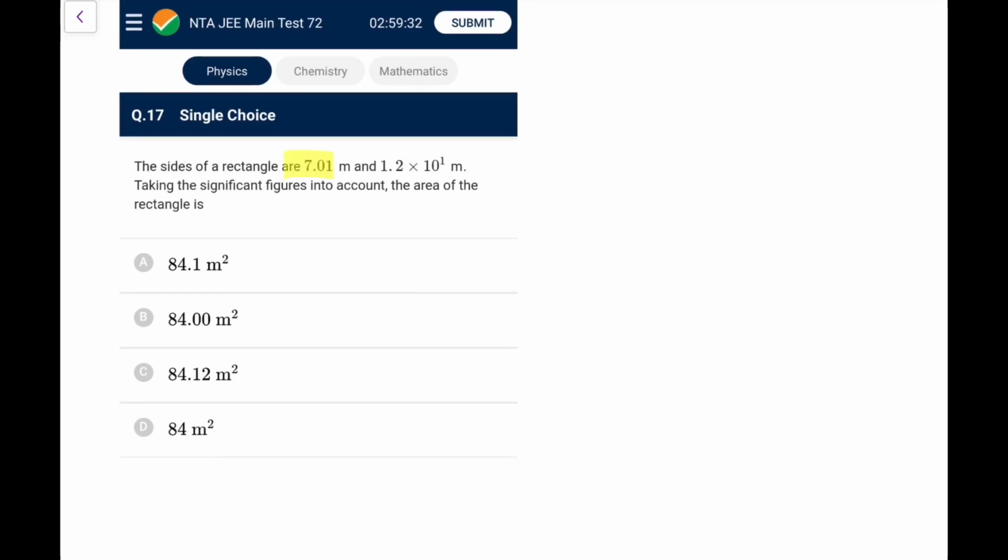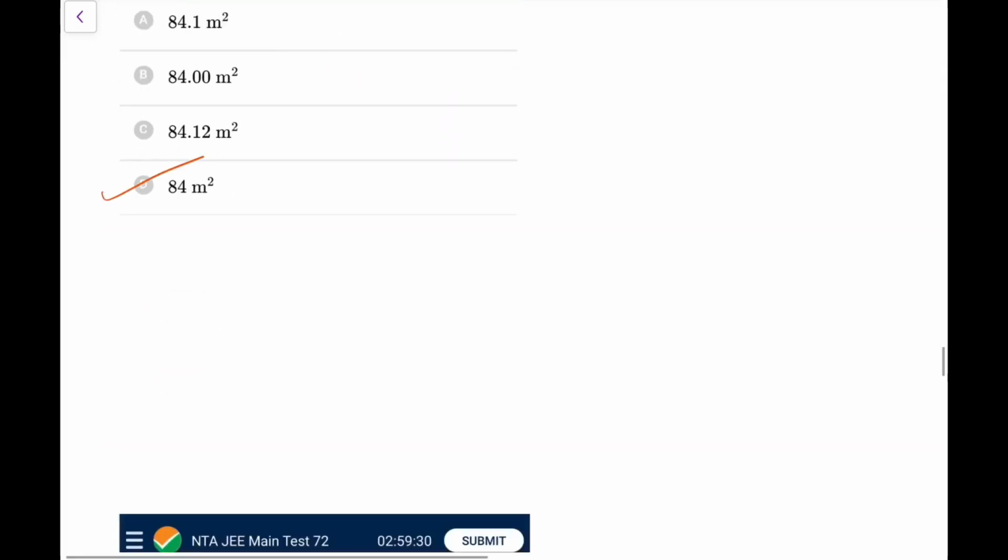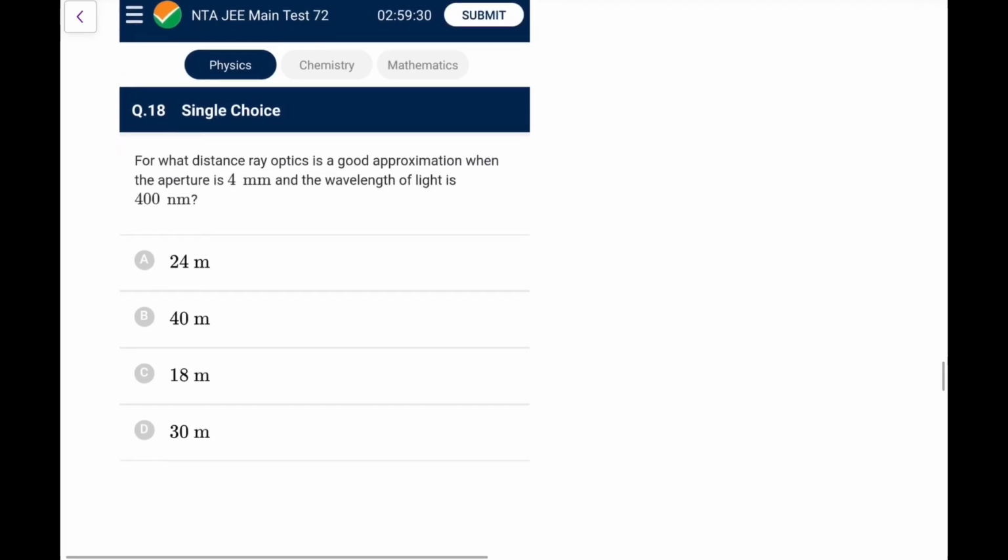The sides of a rectangle are this and this. Taking significant figures into account, the area of the rectangle is, so this has 3 figures, this has 2 figures, so the final answer must be of 2 figures. So go for 84. That is the only thing that we should do. Next, for what distance ray optics is a good approximation when the aperture is 4 mm and the wavelength of light is this? This is an important question.